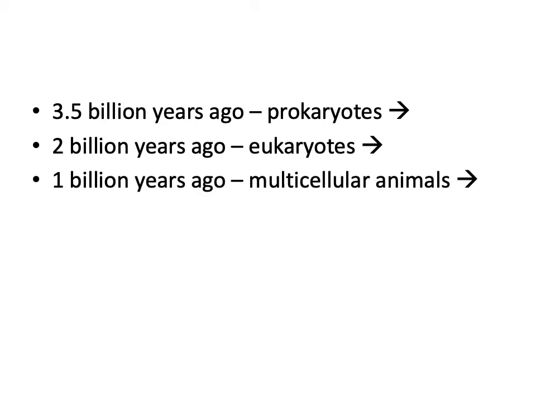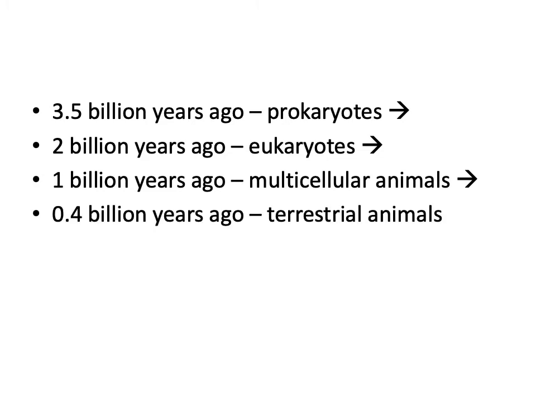Then about 1 billion or so years ago, we see the first multicellular animals. So for most of Earth's history, there's nothing but single-celled organisms. Then about 1 billion years ago, multicellular animals showed up in the fossil record. Then about 0.4 billion years ago, we see terrestrial animals, the first animals that live on land.